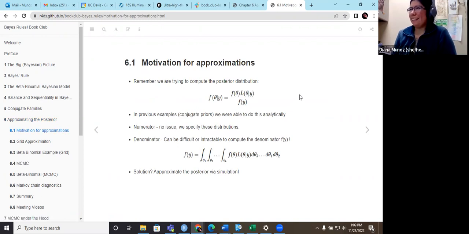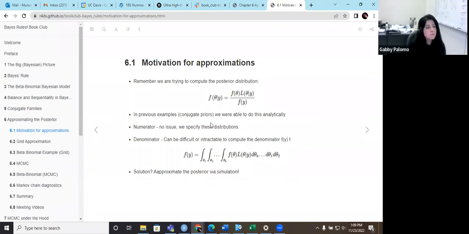Okay, so the whole point of all this is that we're trying to calculate the posterior distribution seen here through Bayes' rule. They missed the meetings where we talked about the conjugate priors.